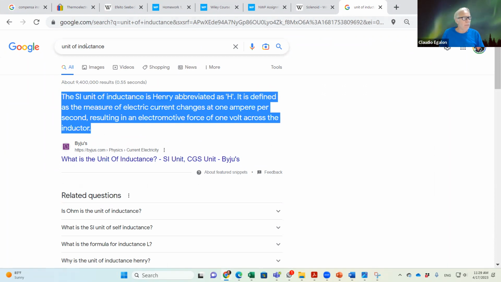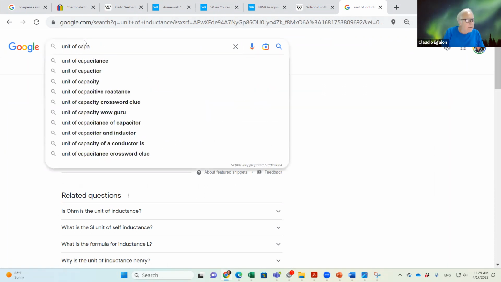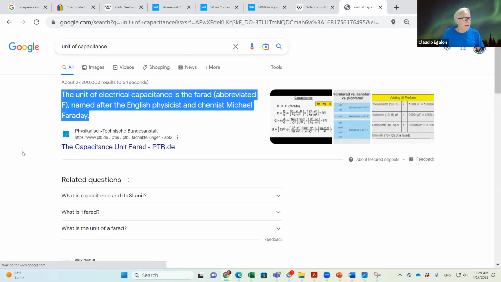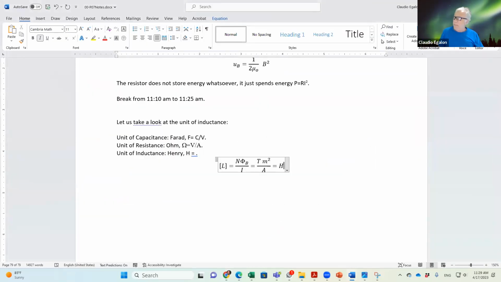Capacitance, Farad, and so on. You recall that, and now we can move forward.